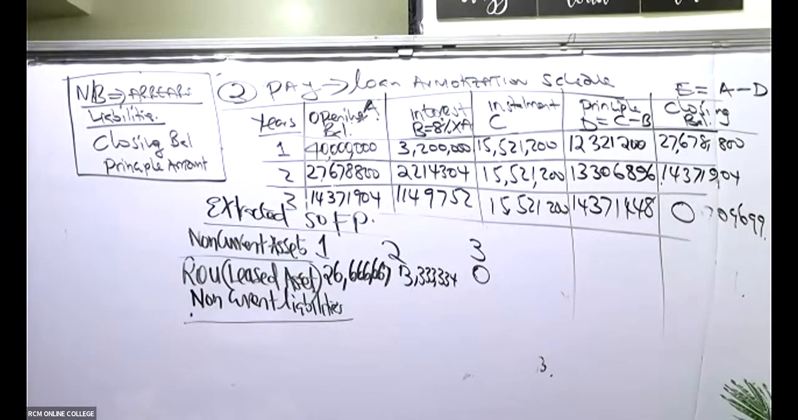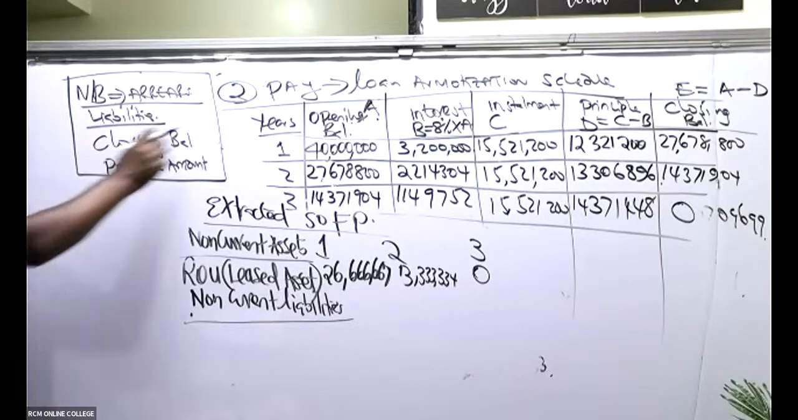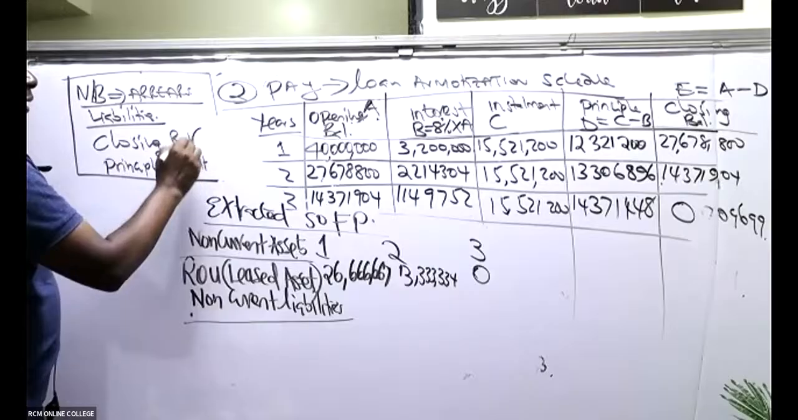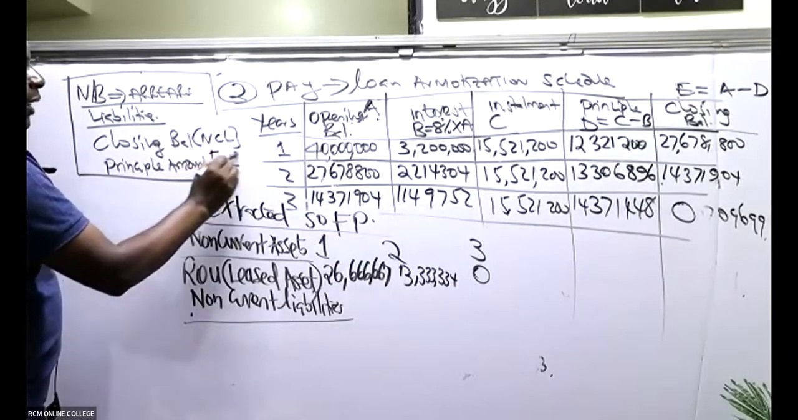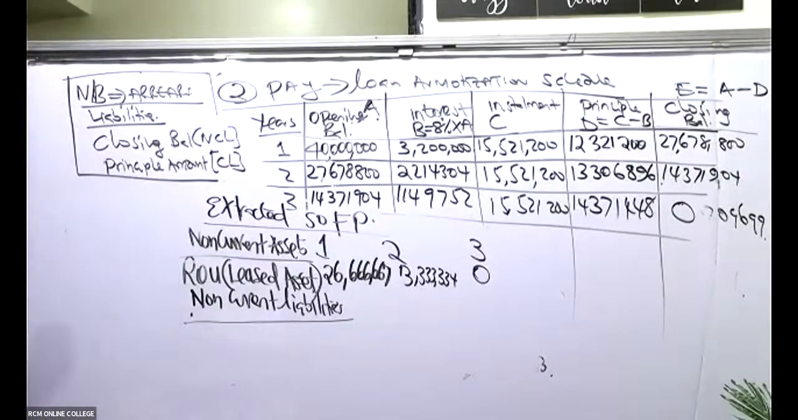If these rental payments are being made in arrears, like in our question, they are in arrears, then for liabilities, we shall have this closing balance and the principal amount. So this closing balance will be for the non-current liability. And this one here will be for the current liability.